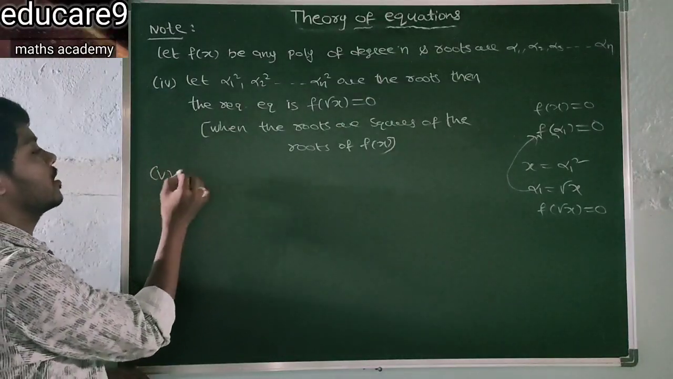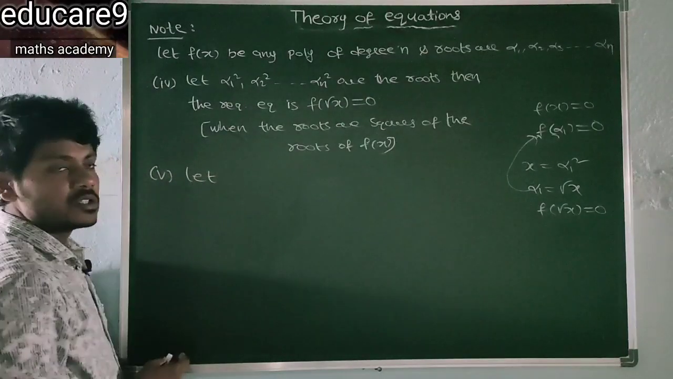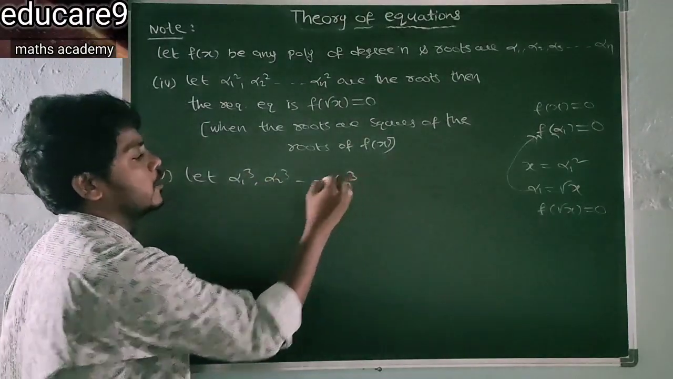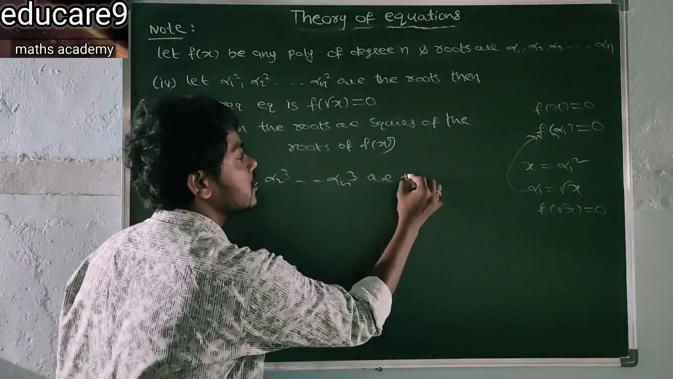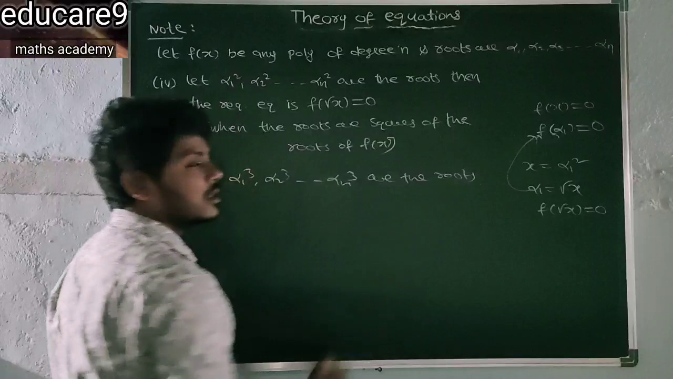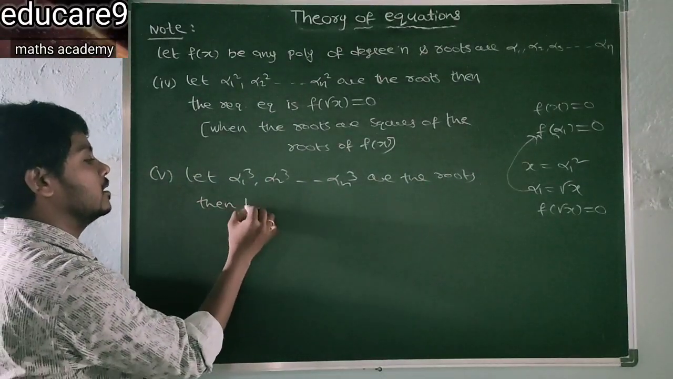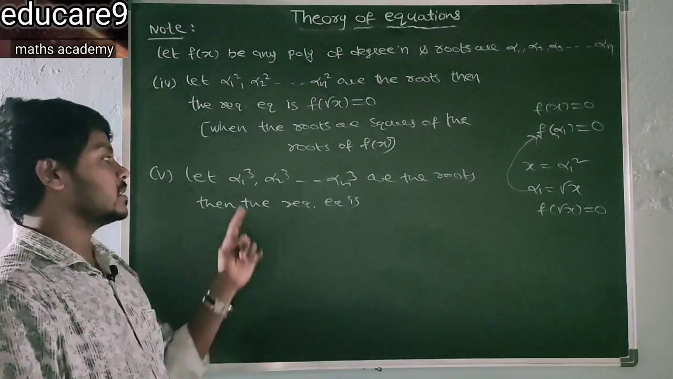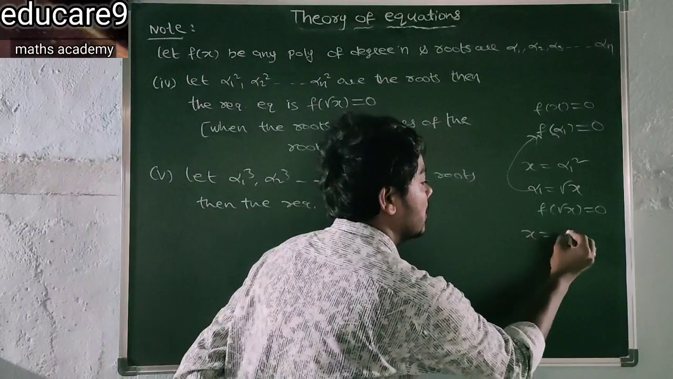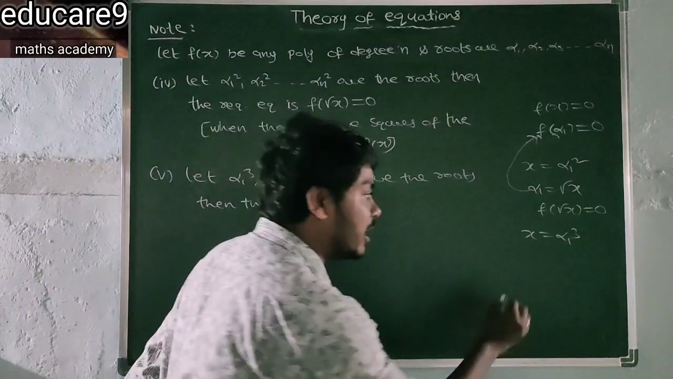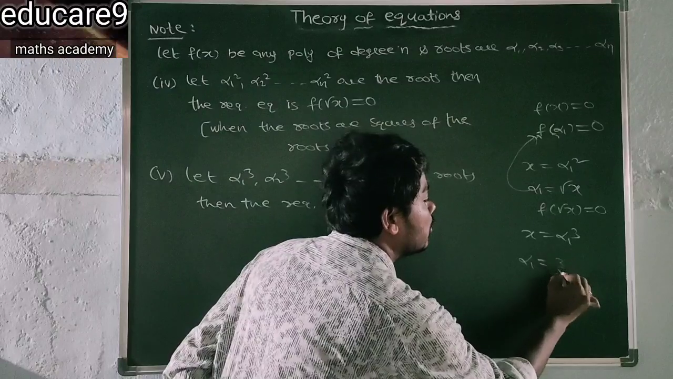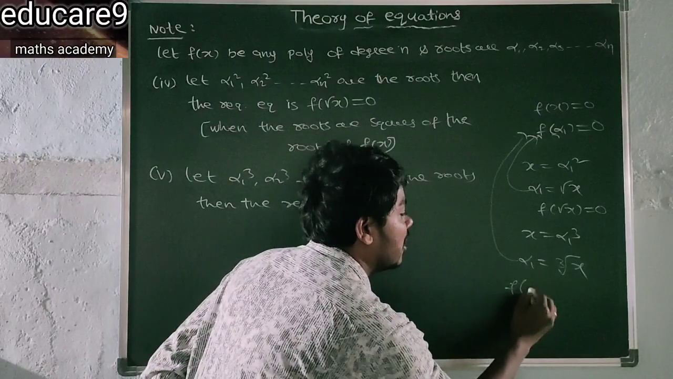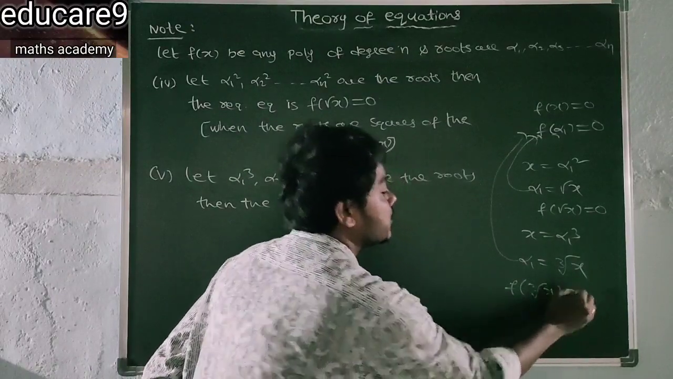Now see the fifth one. So let roots be α1 cube, α2 cube and so on αn cube. So these are the roots. Then the required equation is what? See here, what is x? x is equal to α1 cube. Now what is α1? Cube root of x. Substitute α1 here. What you get? f(∛x) is equal to 0.